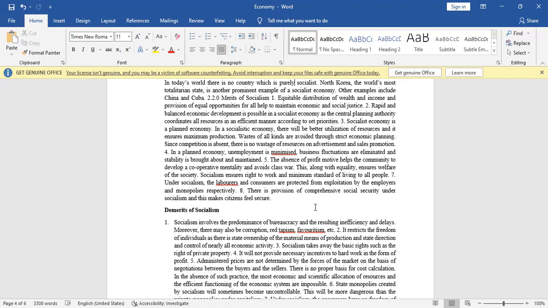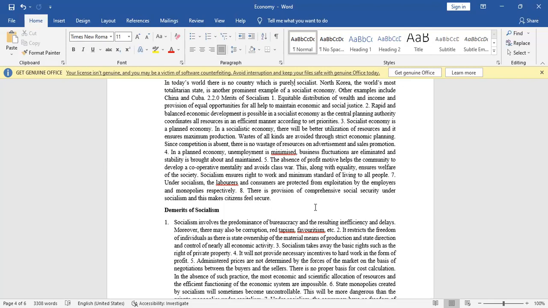Next, the fifth one: there is no profit motive, so automatically there is no class war, no haves and have-nots. All people are equally given the resources. Government will look after transportation, food, shelter, clothing, production, everything will be looked after by the government only, isn't it? And labor and common people are protected by the government. Government will provide basic amenities like basic education, health, welfare, etc. There will be no monopolies in a socialistic economy, but in a capitalistic economy, there is a possibility of forming monopolies.